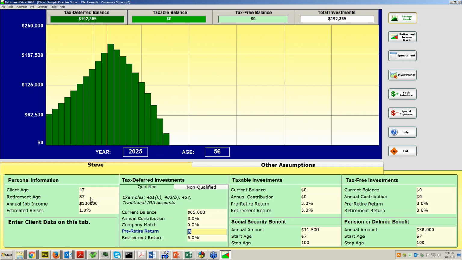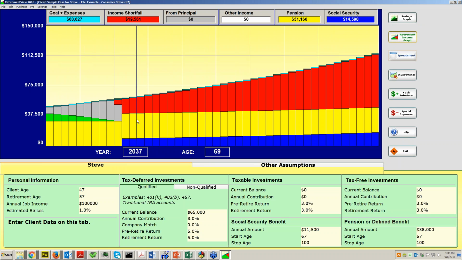Okay, so he's retiring at 57. Let's say you live to be age 87. That's 30 years. There's just no way you're going to be able to fund 30 years of retirement with 192,000, or 200,000. It's just not possible. However, he does have the pension and Social Security.